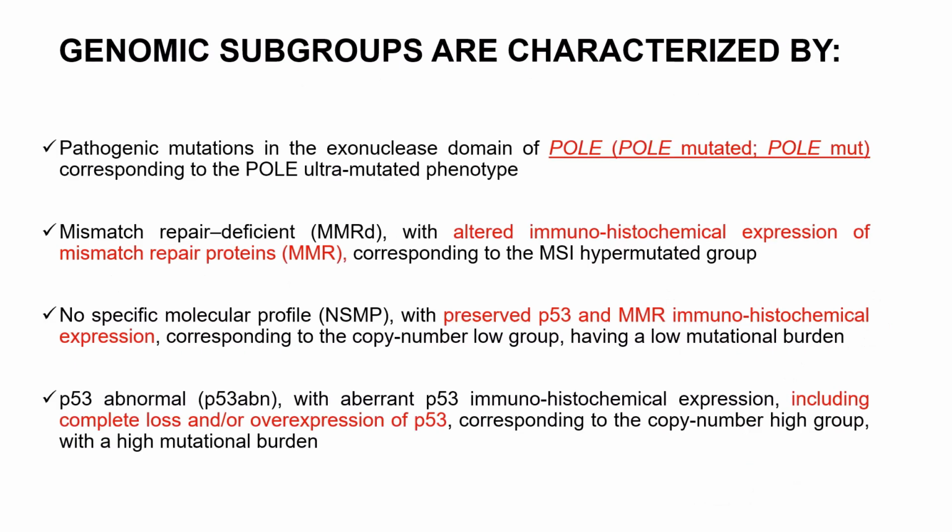In particular, genomic subgroups are characterized by pathogenic mutation in the exonuclease domain of POLE, corresponding to the POLE ultramutated phenotype; mismatch repair deficiency, MMRD, with altered immunohistochemical expression of mismatch repair proteins, corresponding to the MSI hypermutated group; then no specific molecular profile with preserved p53 and MMR immunohistochemistry expression, corresponding to the copy number low group having a low mutational burden; and then p53 abnormal with aberrant p53 immunohistochemical expression, including complete loss and/or overexpression of p53, corresponding to the copy number high group with a high mutational burden.